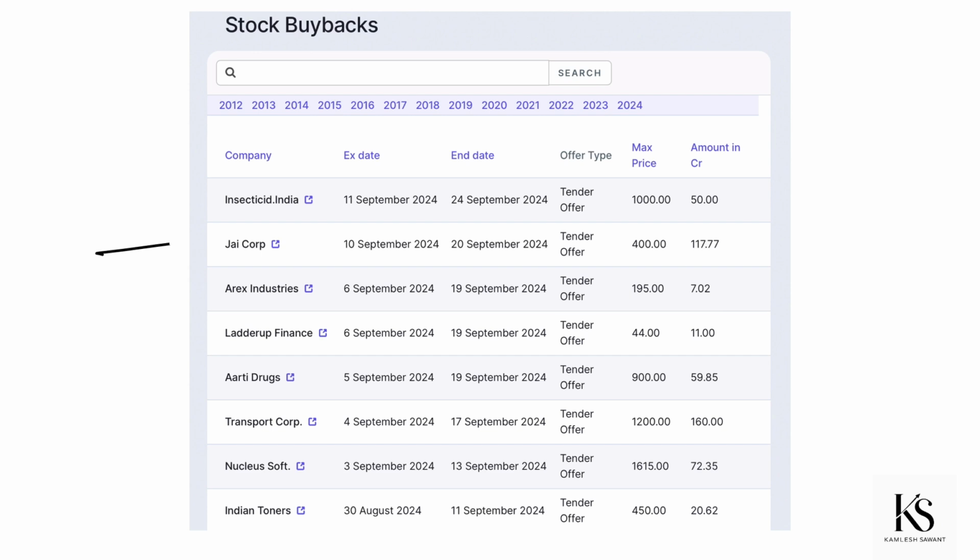Jai Corp has declared buyback of shares. Ex-date is 10 September 2024. End date is 20th September 2024. Aarti Drugs has declared buyback of shares. Ex-date is 5th September 2024. End date is 19th September 2024. Indian Toners has declared buyback of shares. Ex-date is 30th August 2024. End date is 11th September 2024.